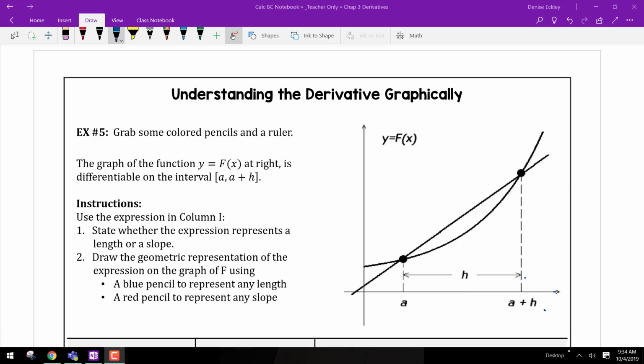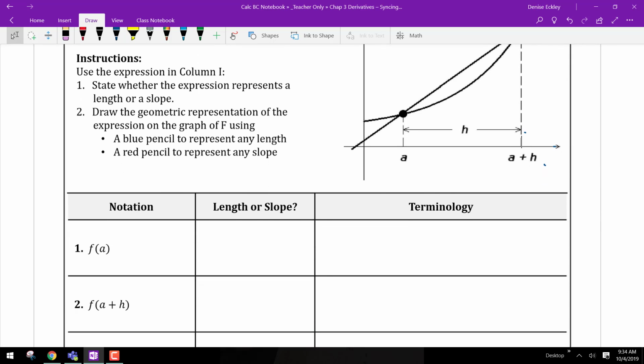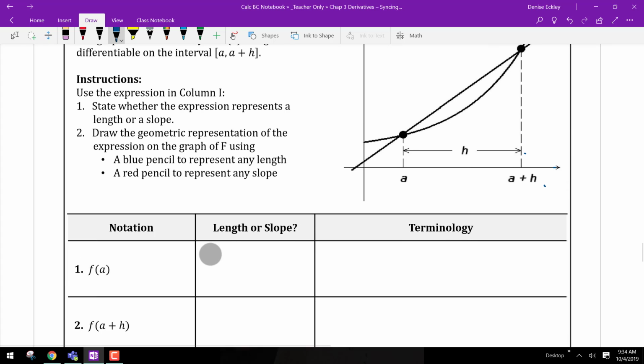So we are to use the expression in column 1, state whether the expression represents a length or a slope, and then draw the geometric representation of the expression on the graph of f, which is to the right here in our picture. Use a blue pencil to represent any length, and a red pencil to represent any slope. Okay, so let's go ahead and fill in the table and come back to the graph as we go. So the first one is f of a. Now f of a is a point, so it's going to represent a length.